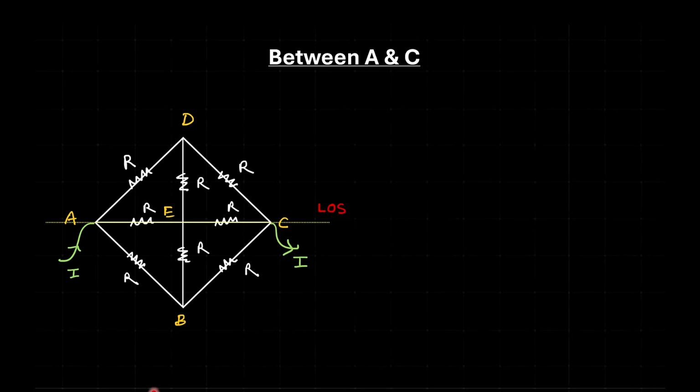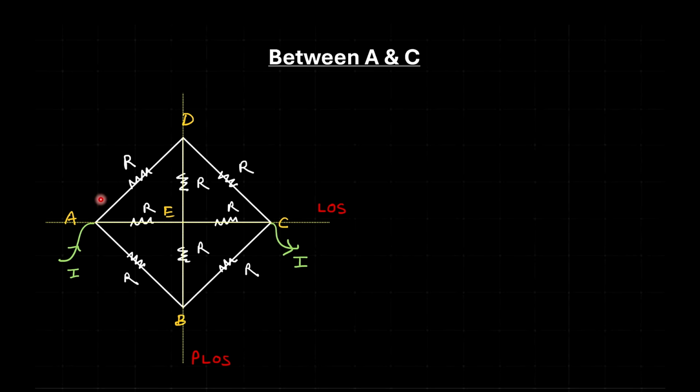Or you can also see that this is also a line of symmetry, because the elements on this side and this side are mirror images of each other. And because this is a line of symmetry and this line is perpendicular to the line of symmetry, we call it PLOS, perpendicular to line of symmetry. And what happens in the PLOS? All the resistors that are on the PLOS we can simply remove.